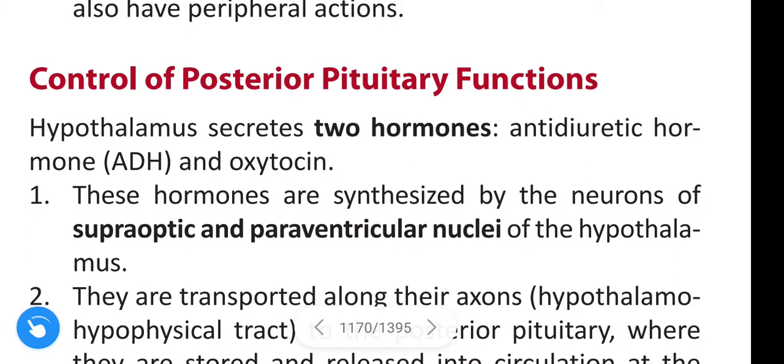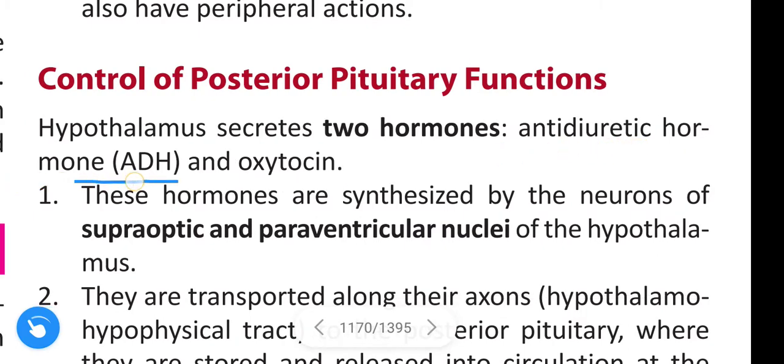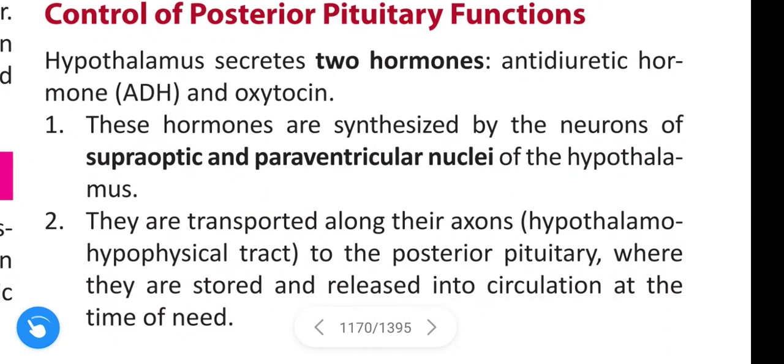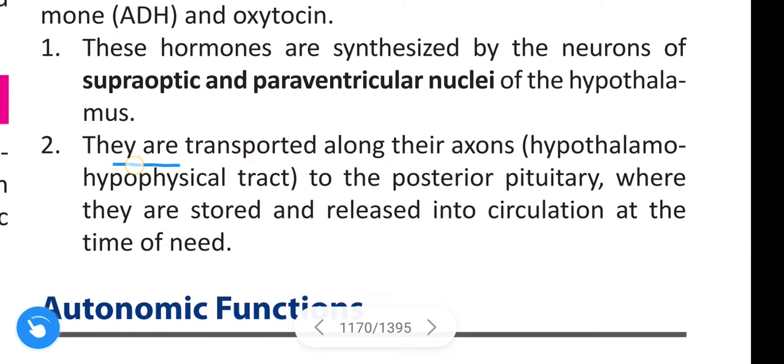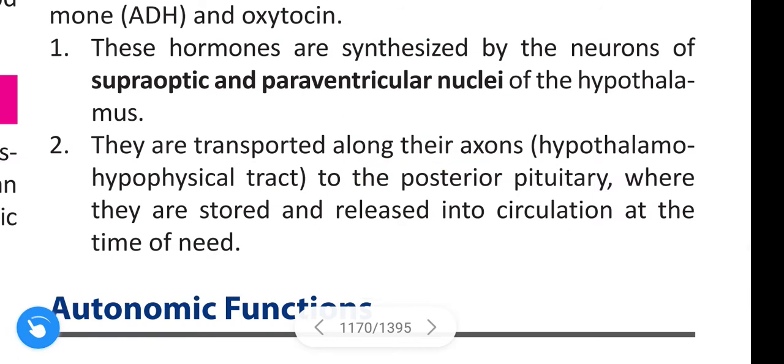Next, coming to the control of posterior pituitary actions. Hypothalamus secretes two hormones, antidiuretic hormone and oxytocin. Antidiuretic hormone is also called vasopressin. These hormones are synthesized by the neurons of supraoptic and paraventricular nuclei of hypothalamus. They are transported along their axons. These axons form the hypothalamo-hypophyseal tract to the posterior pituitary, where they are stored and released into circulation at the time of need.